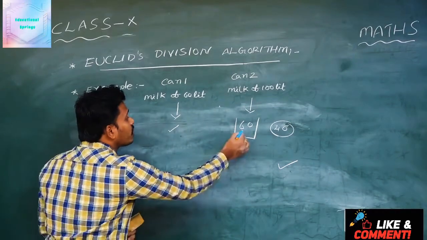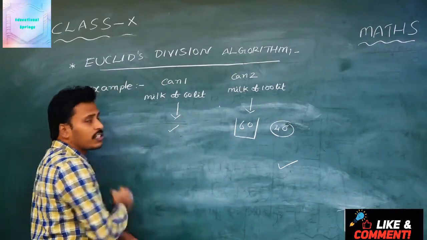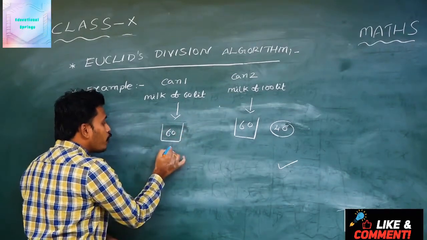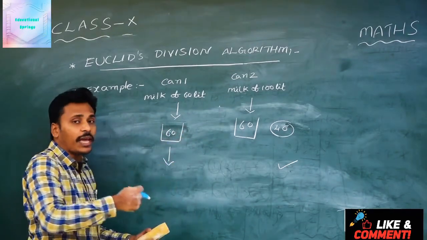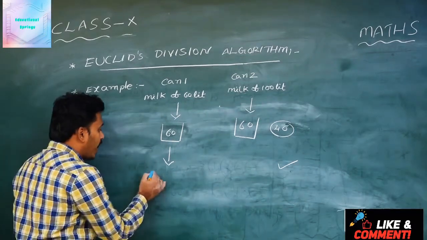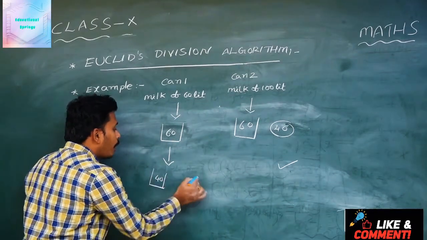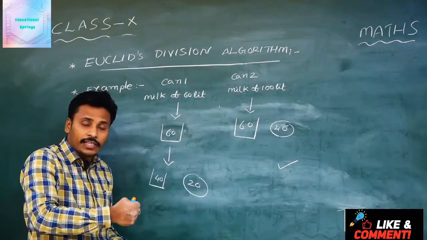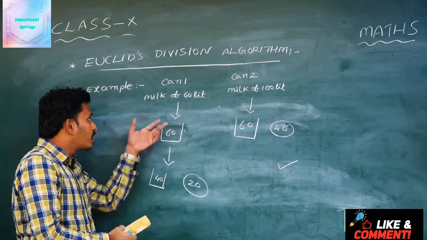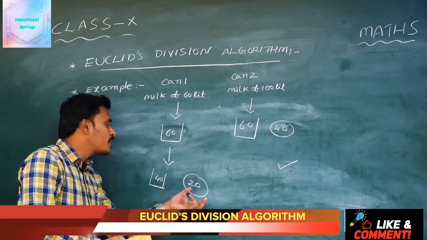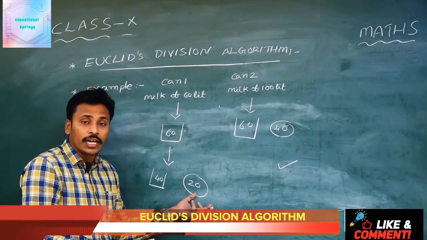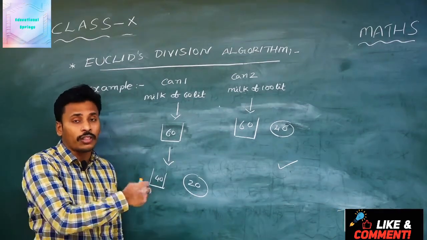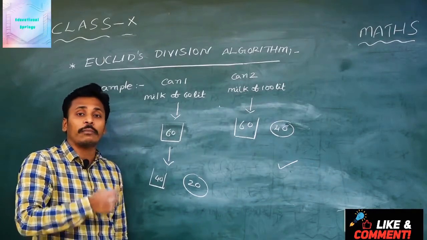If the capacity is 40, the 40 liters measuring jar for sure measures this 40 liters. But what about this 60 liters? Think about the first can. There are 60 liters in the first can. If you measure these 60 liters with the 40 liters measuring jar, it measures 40 liters, but you are still left with 20 liters of milk. So the 40 liters measuring jar also does not help us to measure the milk completely.